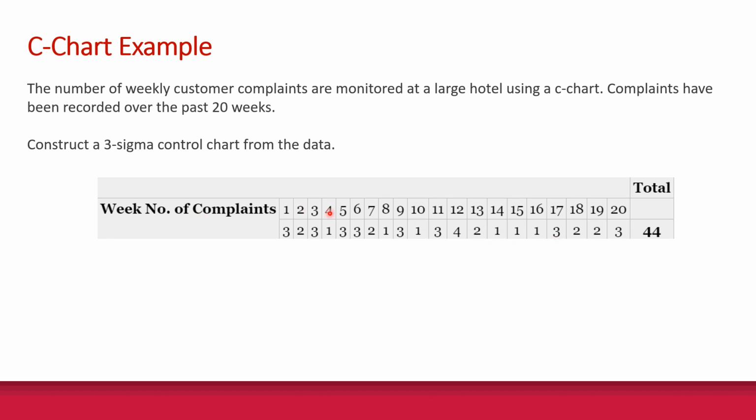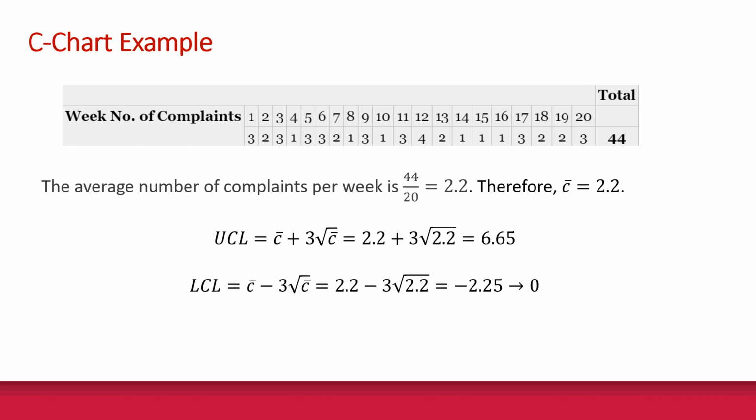So here these charts are very simple to construct. I think that's why a lot of people tend to try to use these. So here we list the number of weeks, and each week we just tally up how many complaints there are during that week. So for the 20-week period, we had a total of 44 complaints. So the average number of complaints per week is simply 44 divided by the 20-week period, or 2.2. Therefore, the C bar, the complaint average, is 2.2.